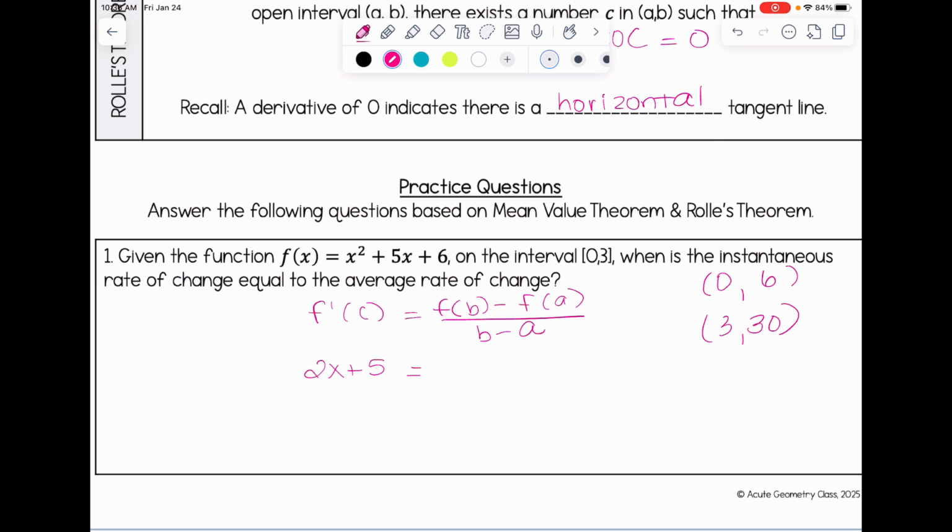Once I have those 2 points, I'm going to plug them into the slope formula over here. And when I simplify this a bit, I'm going to get 2x plus 5 equals 8. Now remember, we're trying to find the value of c, so we could write this also as 2c plus 5 equals 8. And if we solve this, we would get 2c equals 3, or c is equal to 3 over 2. So that means when x is 3 over 2, the instantaneous rate of change and the average rate of change are equal to each other.